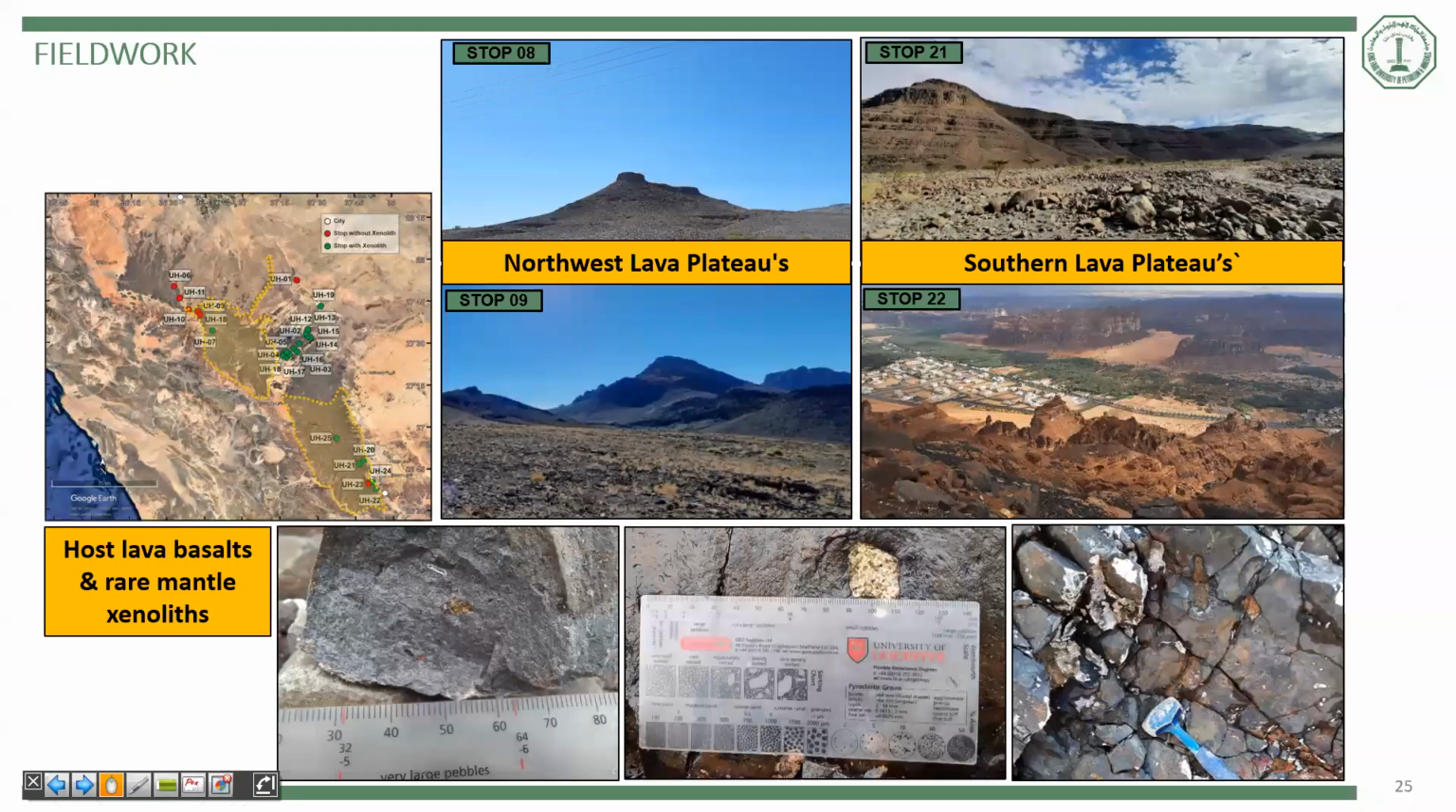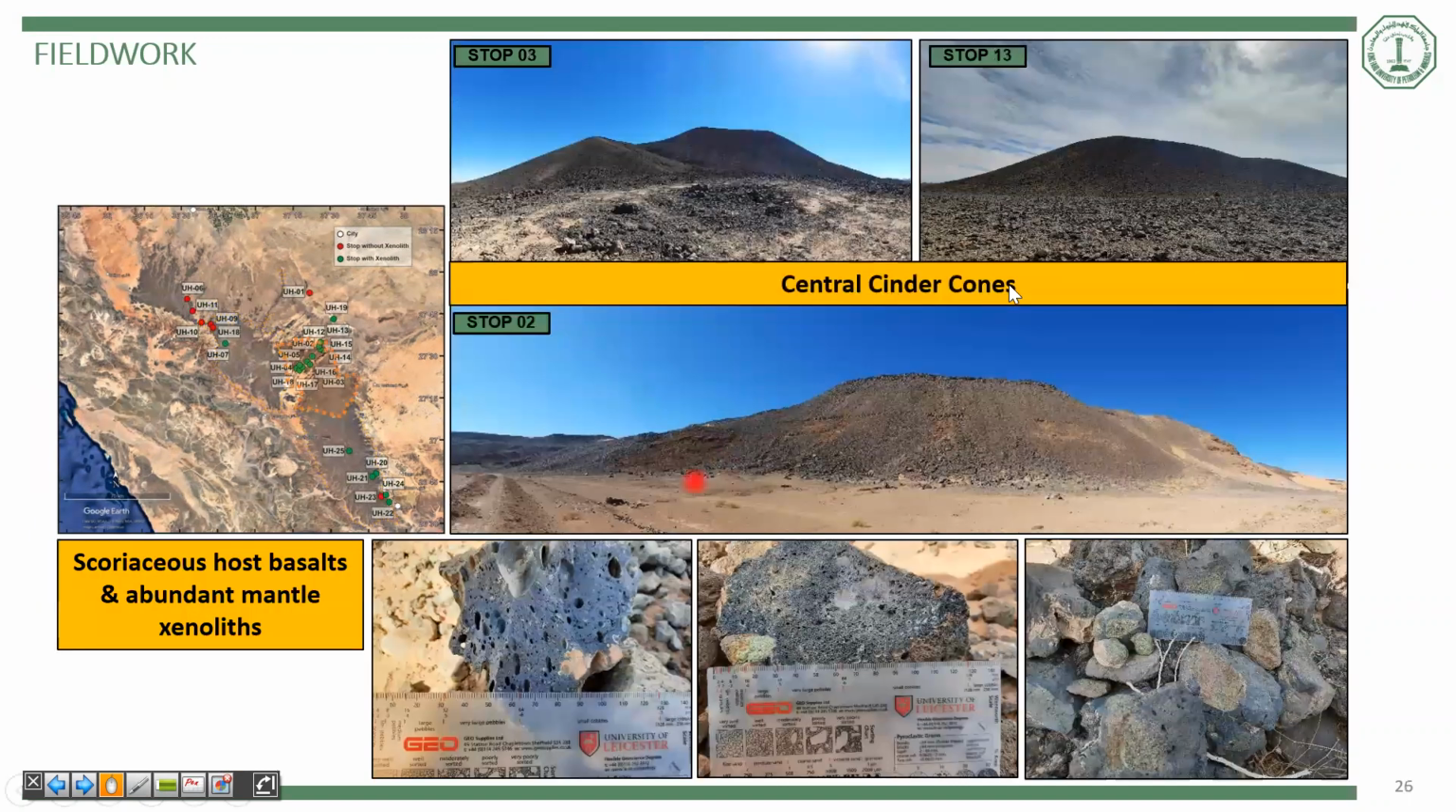And just again, as context, these are the images of the northern and southern lava plateaus, and these are the host basalts with the rare mantle xenoliths that were found entrapped. And here are the cinder cones, which are characteristic of the central area. We can see that the majority of the mantle xenoliths are here, and these are the scoriaceous features of the basalt. And here are the entrapped mantle xenoliths found in the central area.